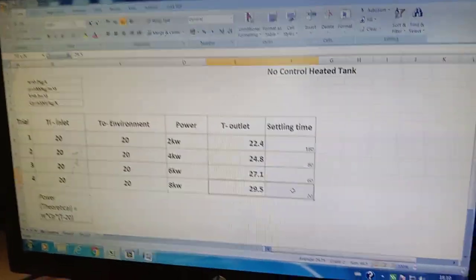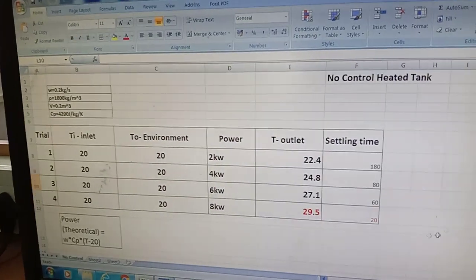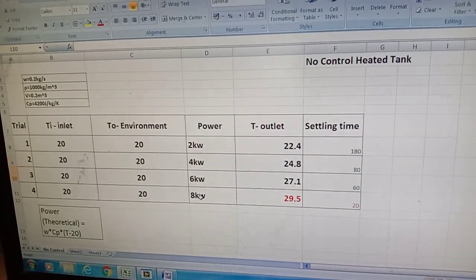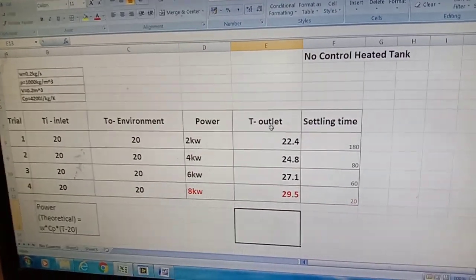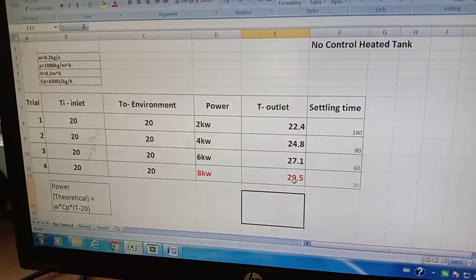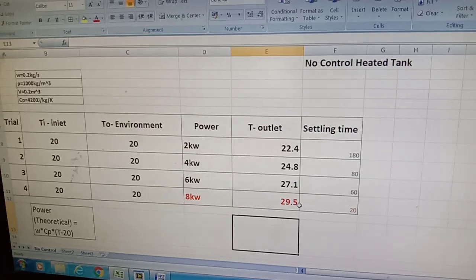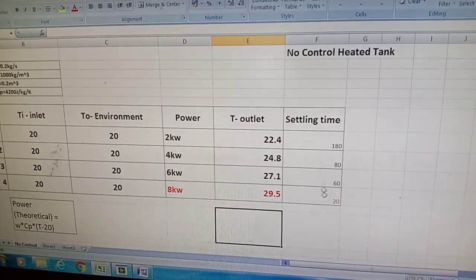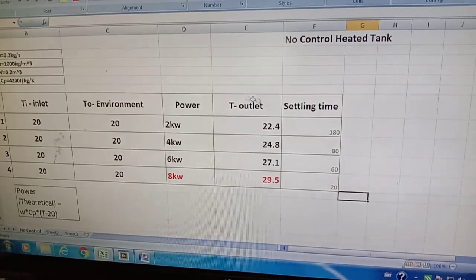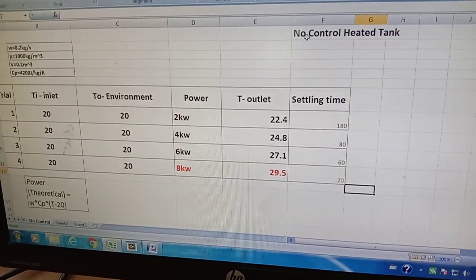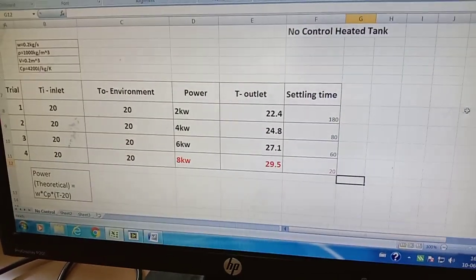So you can see these two parameters: by increasing the power in kilowatts, the outlet temperature, where my required temperature was 30 degrees Celsius, is coming to around 29.5 degrees Celsius, and the settling time is also reduced. So these are the observations for the controlled heated tank experiment that we are conducting.